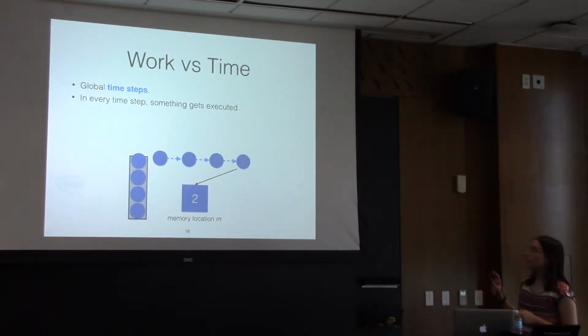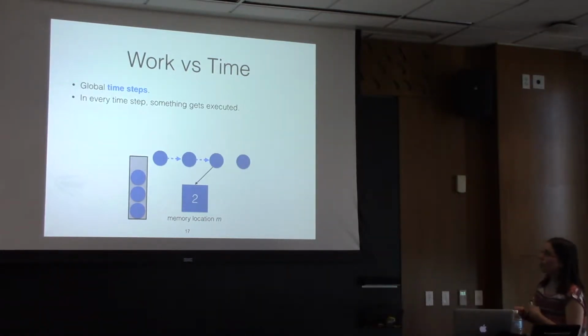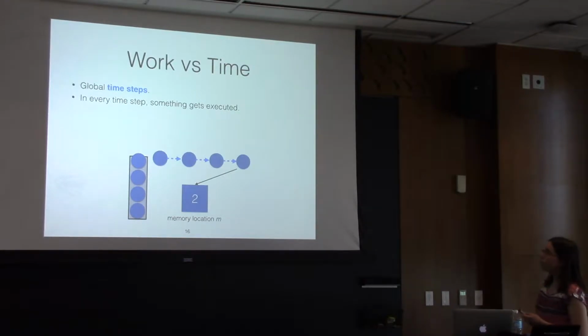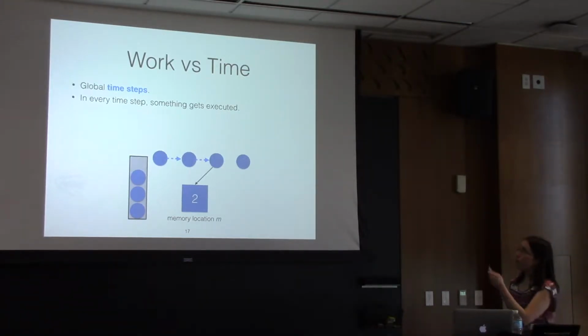Basically, what we saw so far were global time steps. In one time step, one operation gets through. If it's compare and swap, in one time step a whole bunch of reads can go through, but only one compare and swap. Okay, so that's a time step.